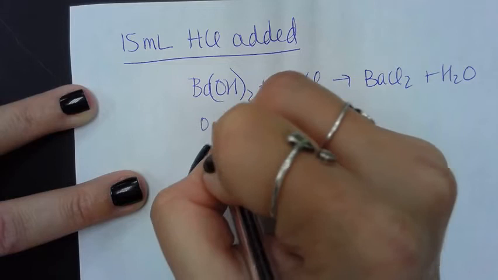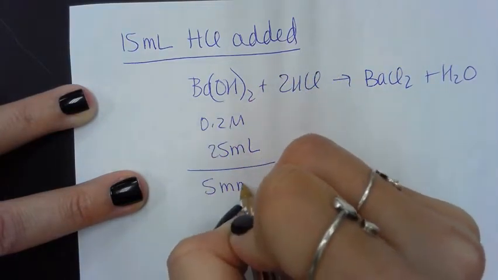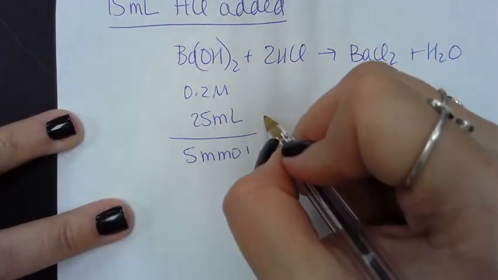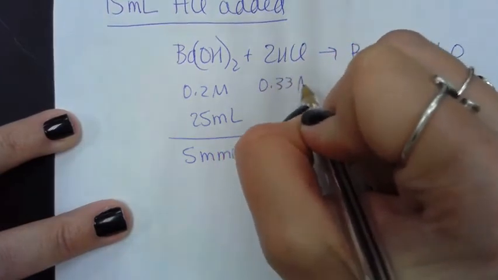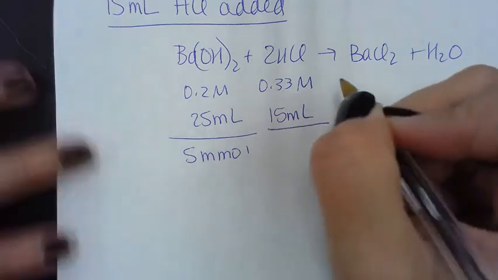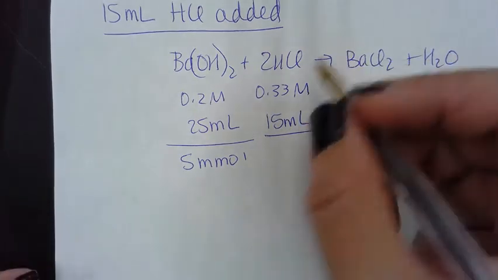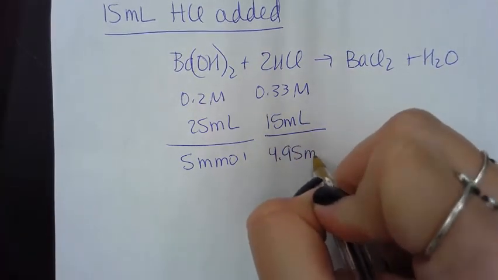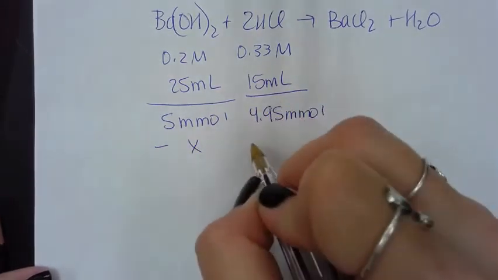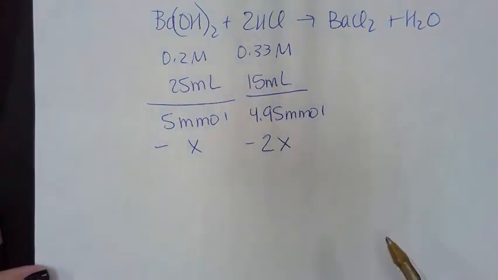I have 0.2 molar, 25 milliliters. I could have written the 5 millimoles since that doesn't change in every problem, but I went ahead and rewrote it. And my acid is the 0.33 molar, and I chose 15 milliliters. 0.33 times 15, I've got 4.95 millimoles. Minus x, so this is going to be the stoich first, minus 2x. See, I need 2 times that.